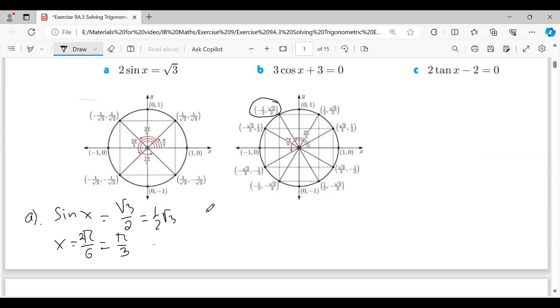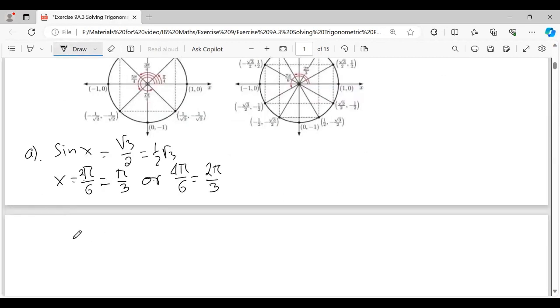Square root 3 over 2 means 4 over 6 pi, or 2 pi over 3. So for a, x equals pi over 3 or 2 pi over 3.